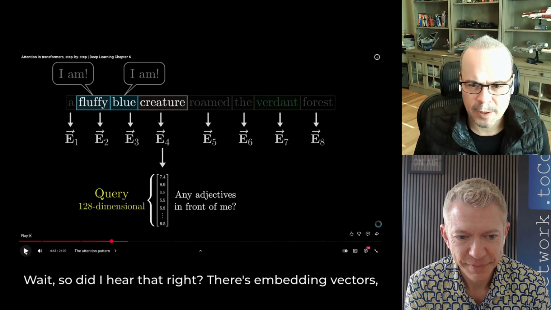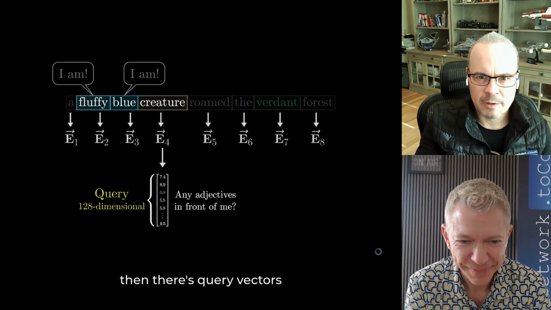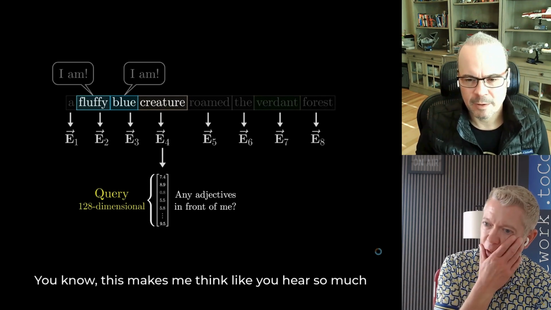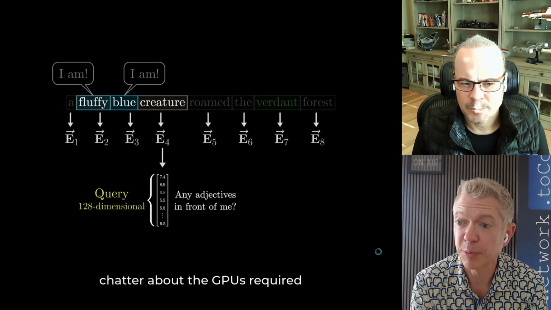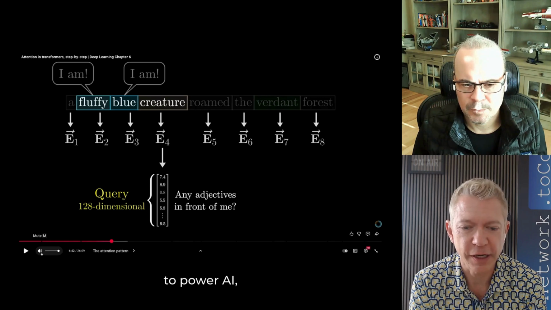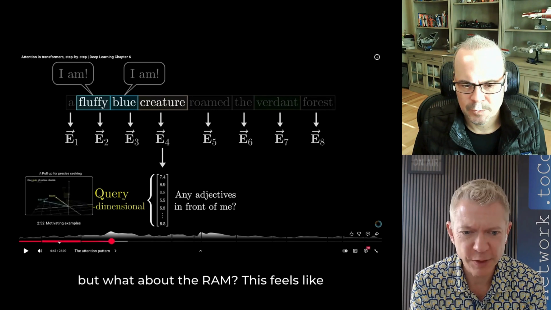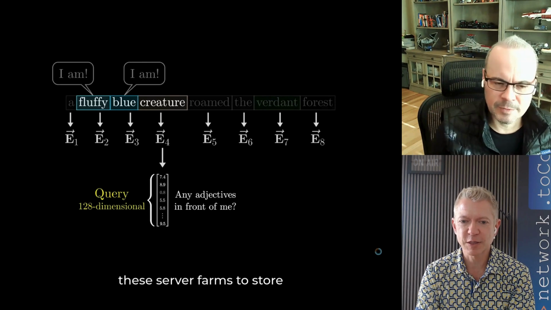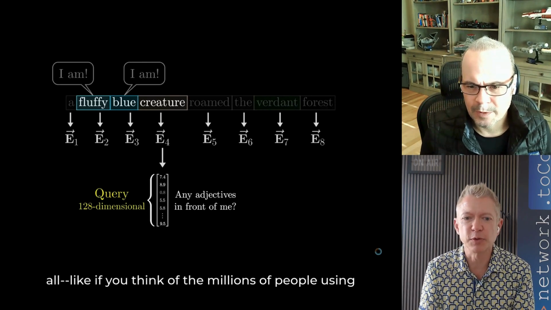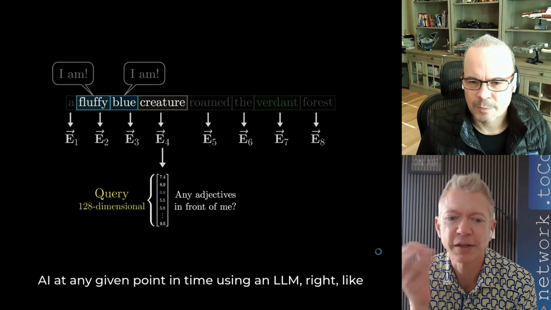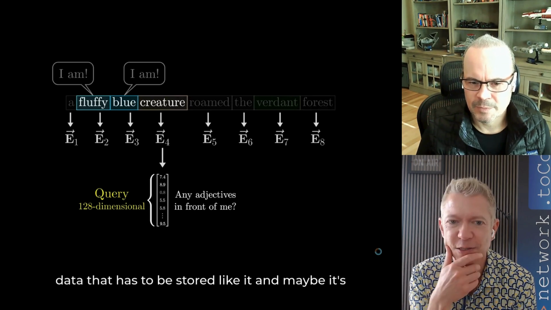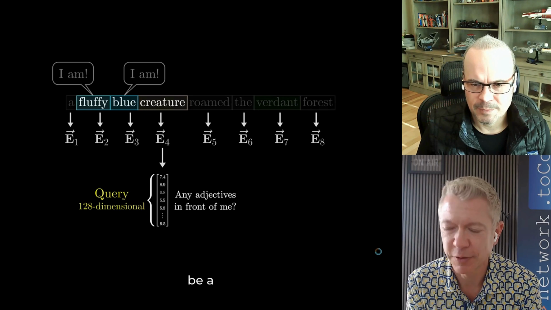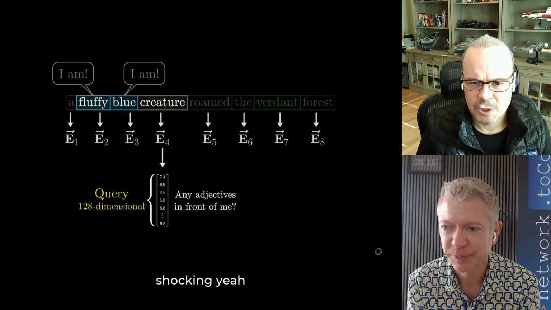Wait, so did I hear that right? There's embedding vectors, then there's query vectors that are much smaller. This makes me think, you hear so much chatter about the GPUs required to power AI, but what about the RAM? This feels like there must be massive amounts of RAM in these server farms, if you think of the millions of people using an LLM at any given point in time. There's so much data that has to be stored. Maybe it's not that much, actually. I don't know. But it sure feels like there must be a tremendous amount of RAM, not just GPUs. It's shocking.